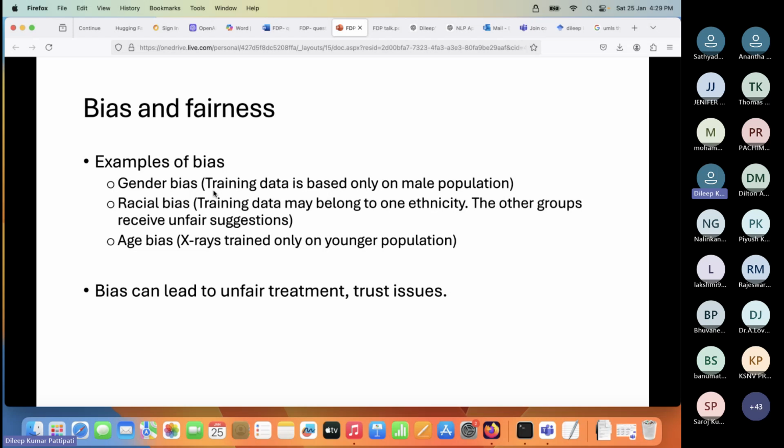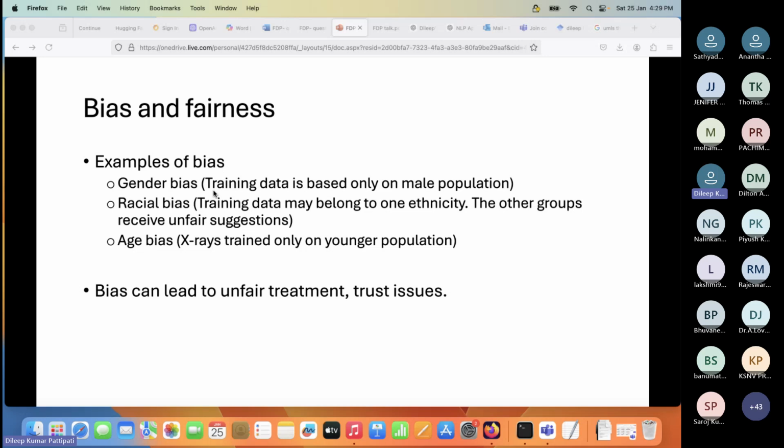Or suppose you create training data belonging to only one ethnicity. For example, if I take data only from a few states, say Tamil Nadu, I cannot go and implement that same solution in, say, the northeast or the north. There will be differences, right? So if you want to develop a robust solution, you need to be free from racial bias, and similarly age bias. I cannot train only on a younger population or an older population.